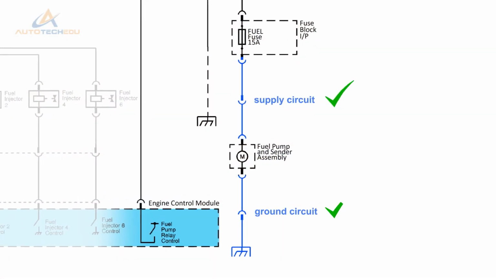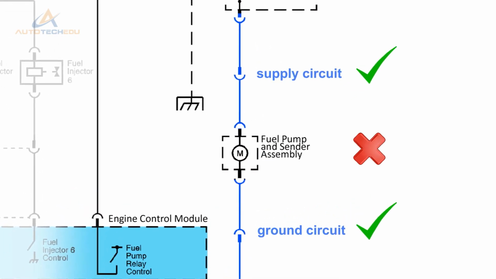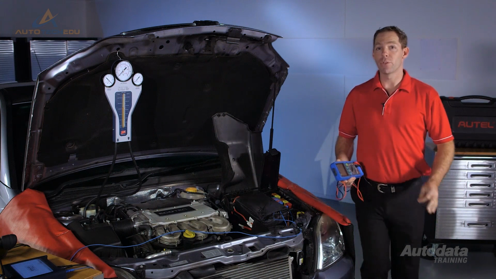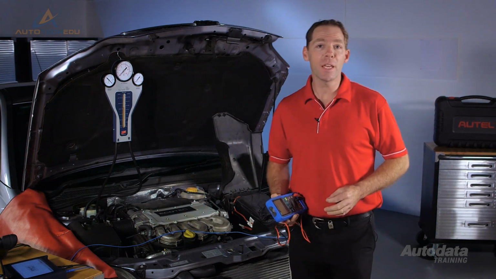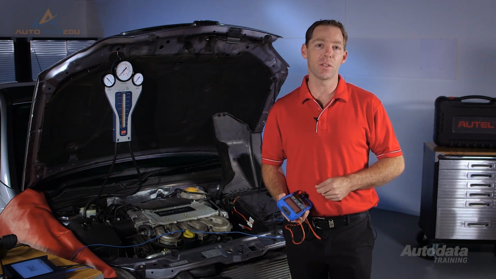If the supply and ground circuits test OK, then the only possible fault is the fuel pump. Some of the tests we've just performed may be carried out on the low pressure side of GDI and CRDI systems. Again, try to perform 2 separate tests to confirm a diagnosis on a fuel system.